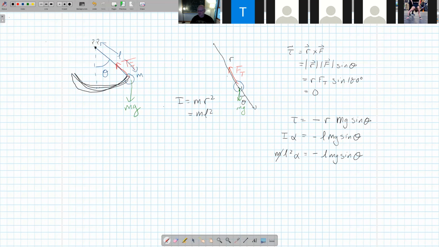So this m is the same as this m, so we're going to cancel that out. This L is the same as this L, so we're going to cancel that out. So finally, you're going to write this as the angular acceleration then as minus acceleration due to gravity divided by the length times the sine of the angle between the two.